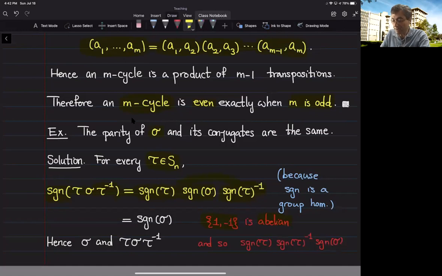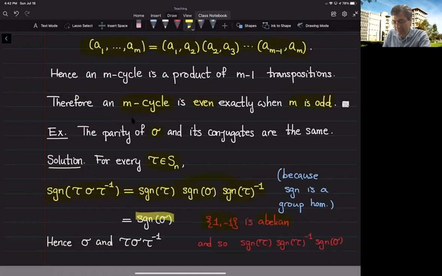In S sub n, I cannot do it because in S sub n, these do not necessarily commute. So I cannot simply cancel these guys out because I am not allowed to switch the order of tau and sigma. But in this group, I am allowed to switch the order of the terms, and therefore this one cancels out this one.